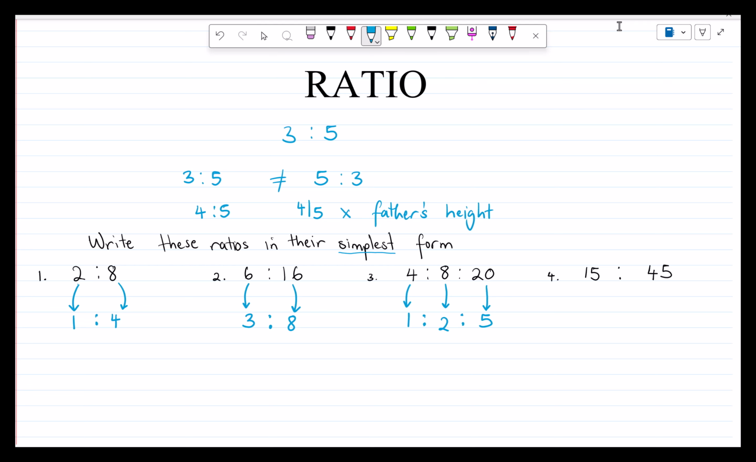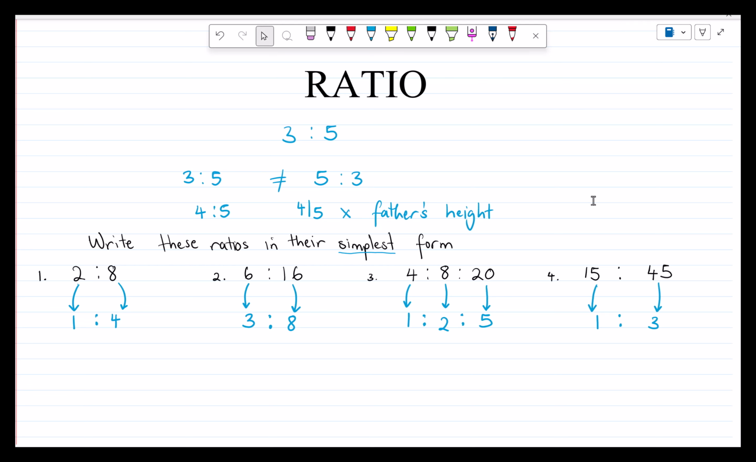And lastly, number 4, we have 15:45. Again, we look for the highest common factor of 15 and 45, and in this case the highest common factor is 15. So we divide 15 by 15 and we get 1. We put a colon, and then we divide 45 by 15 and we get 3. Hence, our final ratio becomes 1:3. So this is how you can change a ratio into its simplest form.